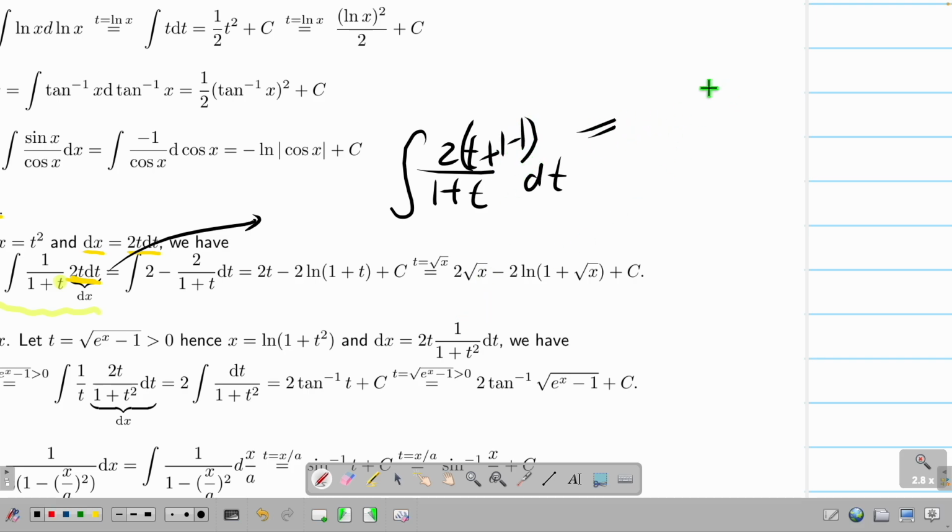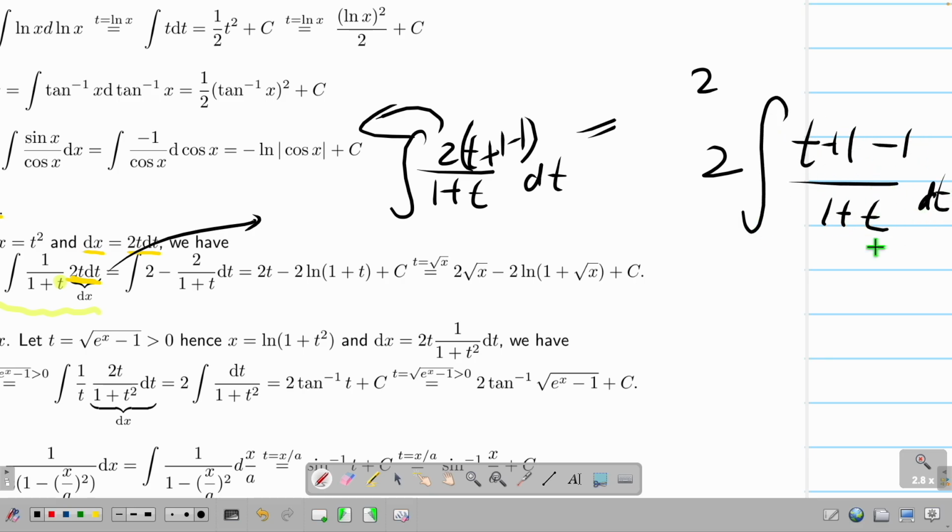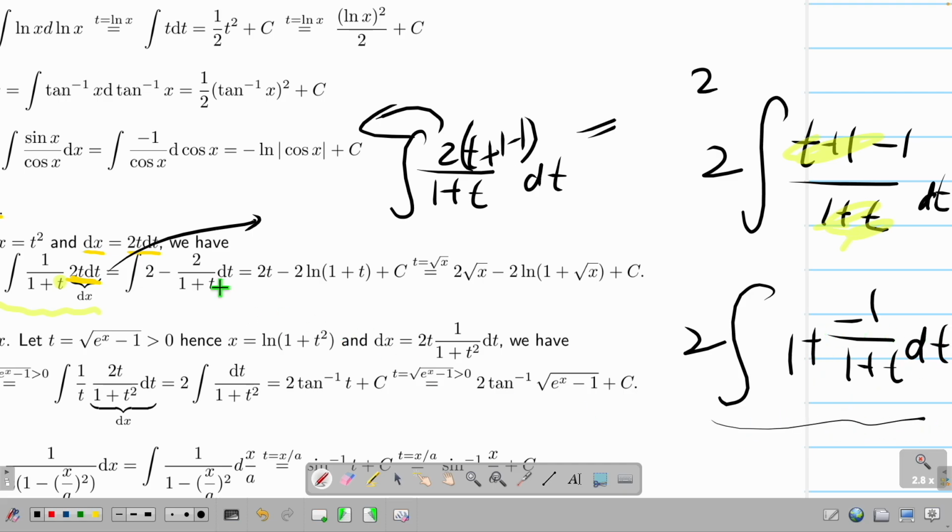So I get what? The 2 I take out, so I have a 2 here. t plus 1 minus 1, and then this part is 1. So I have a 2 times 1, and then the remaining part is minus 1 over 1 plus t, right? So I have this part. That's how I get this. The 2 distributes inside, so now I have this thing.